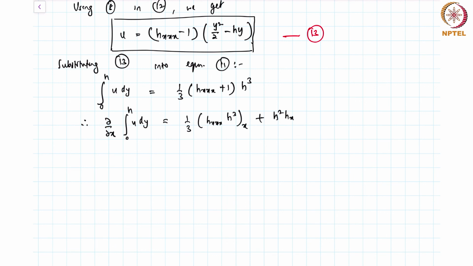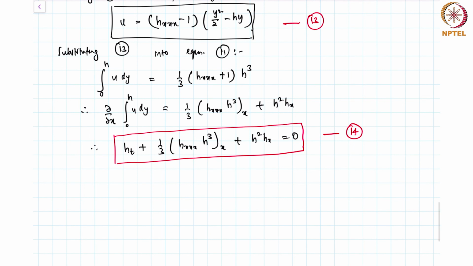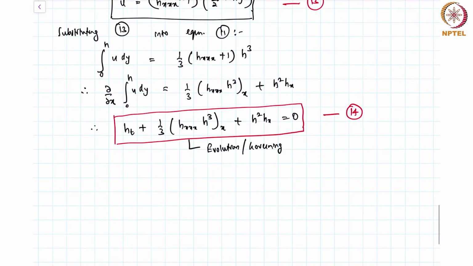This is what we have. If we substitute this into equation 3, we therefore get h_t plus 1 by 3 (h_xxx h cubed) with respect to x plus h squared h_x is equal to 0. This is again an important result. We have now equation number 14, and this equation 14 is nothing but the evolution or governing equation for interface shape.